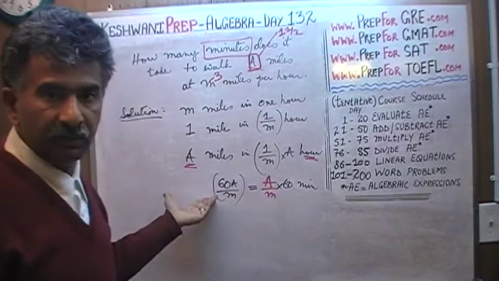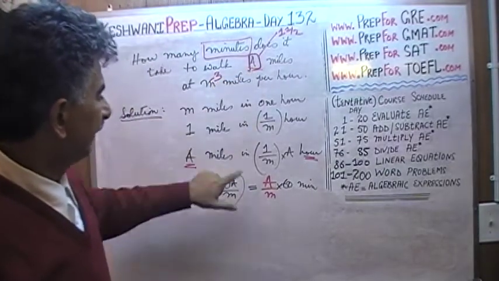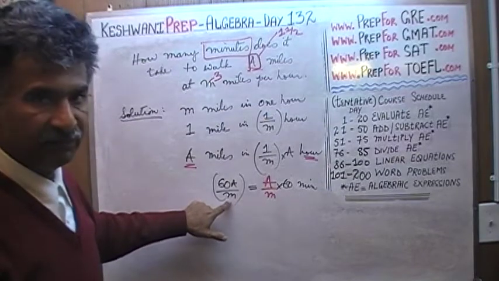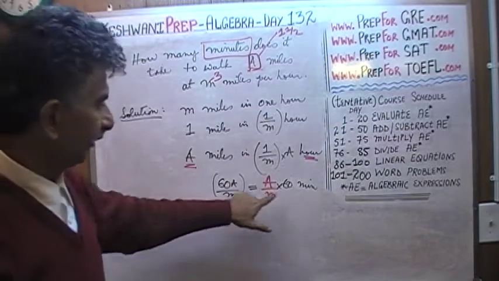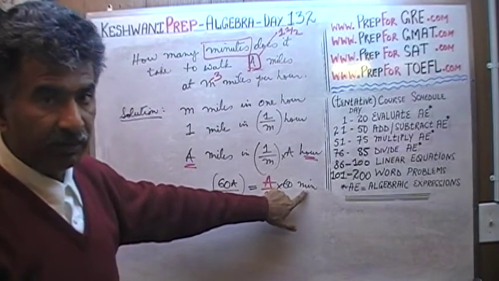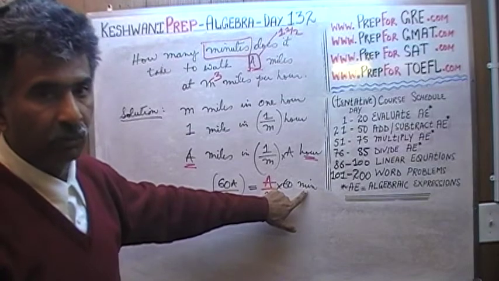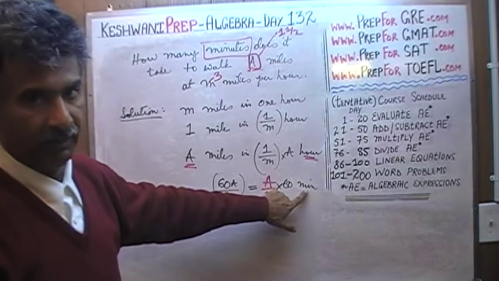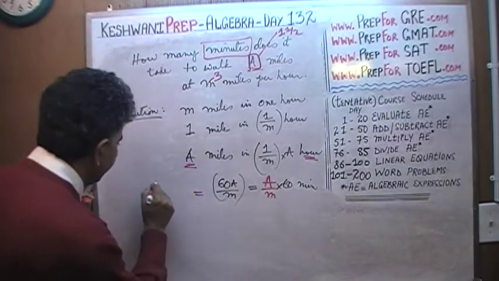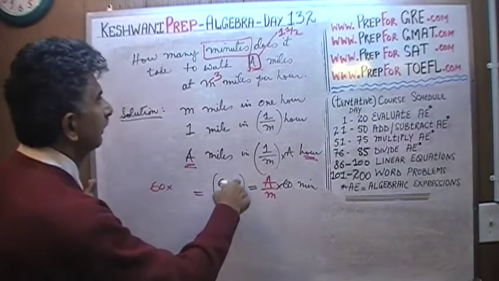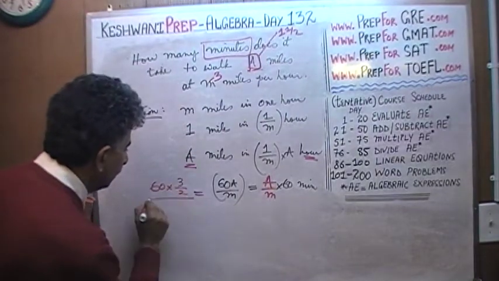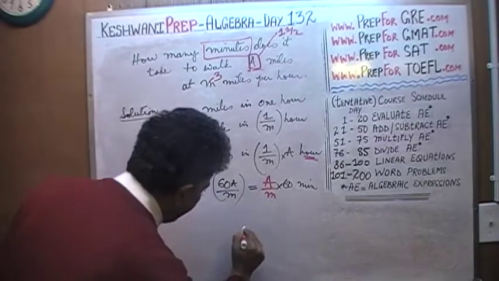This is the answer. So if you were to replace a by 1.5 and m by 3 in this expression, it should give us 30 minutes, because this is expressed in minutes. We already know the answer is 30 minutes. It takes half an hour to go a mile and a half at 3 miles an hour. Let's see if this gives us 30 minutes. 60 times a, which is 1.5. I'm going to write 1.5 as 3 over 2.